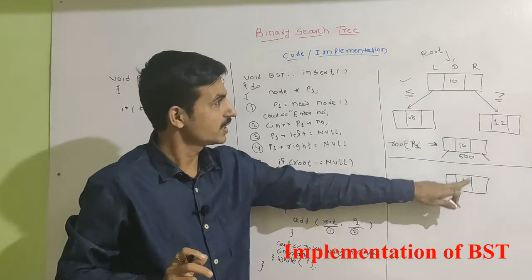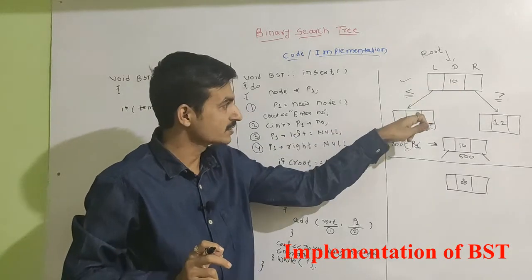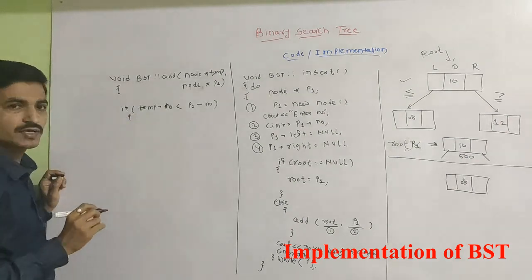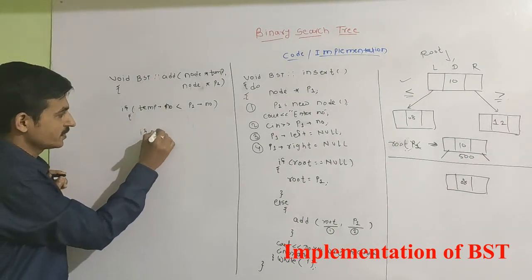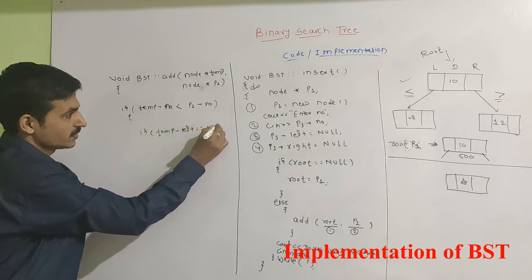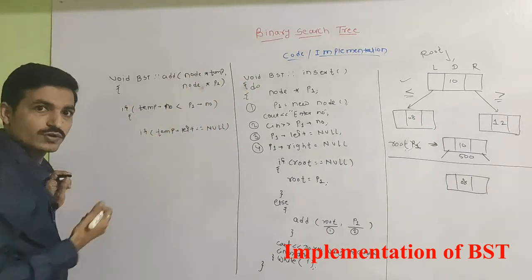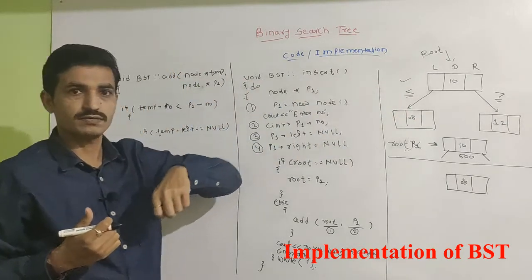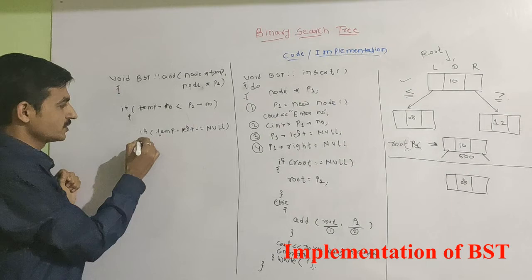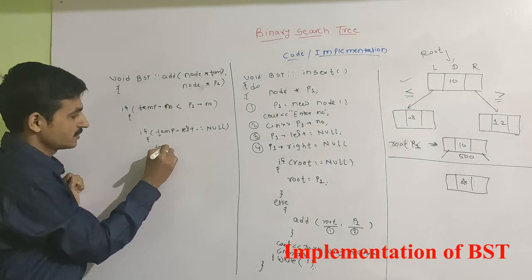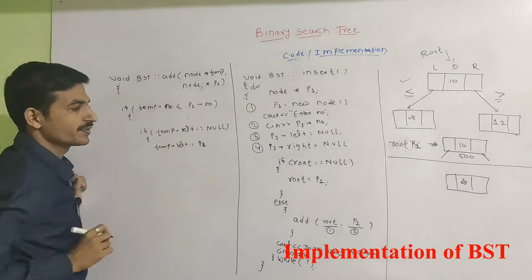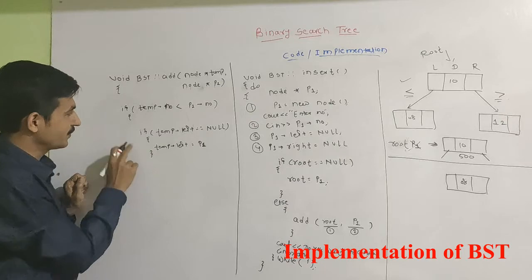So we have created a new node and we have a root node. Root node is having value 10. It is compared with that P1 of number. If it is less, we have to check if temp of left is equal to null. Immediately after the root node, it is null because there is only one node in the binary search tree now. So we have to insert immediately in the left side. So we will write that temp of left becomes the newly created node, that is P1. This is the end of if.